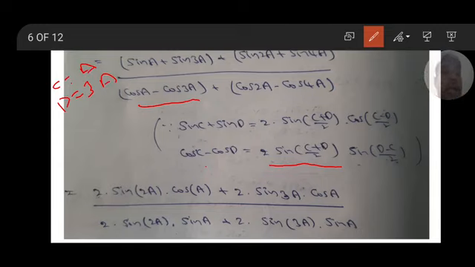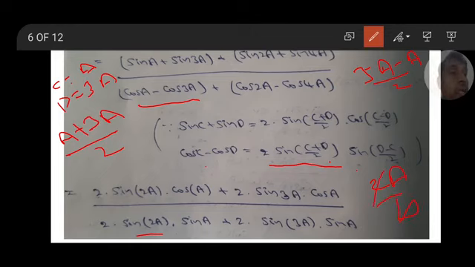Okay. Therefore 2 sin of (C plus D) by 2 means (A plus 3a) by 2, that is 4a by 2, which means 2a, so sin 2a. Next, sin of (D minus C) by 2, where D minus C by 2 means (3a minus a) by 2, that is 2a by 2, which means a, so that is sin a.